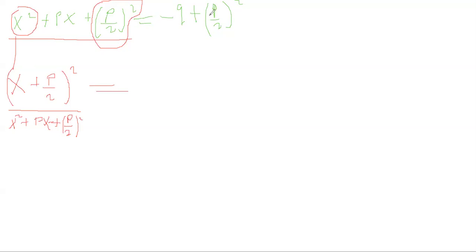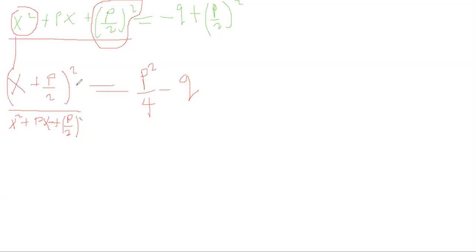This is minus q, but we can write it as well, p over 2 squared. Remember, p over 2 squared will be p squared, that is p raised to the power of 2, over 2 raised to the power of 2, which is 4. We'll have this as 4. Then this is minus q. We can bring it here. We will have this.